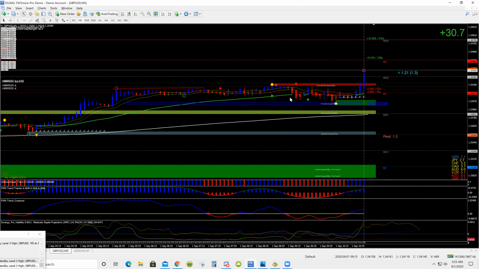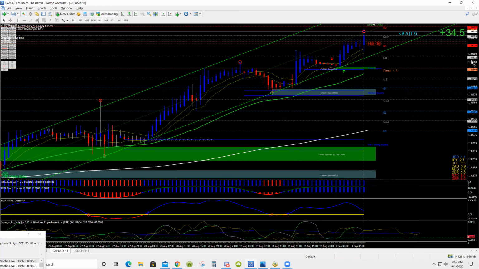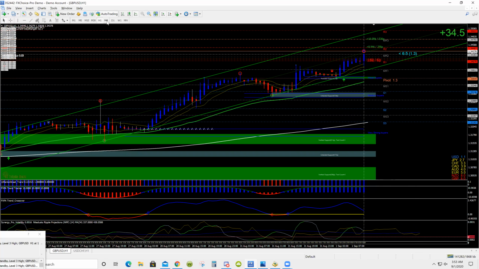So now I'm gonna fine tune this bad boy. Now that I got my order in, I'm gonna fine tune this to see if my TP1 is not too close or too far away, and my TP2 is not too close and not too far away. So I'm gonna go to the higher time frame, go to the 1 hour. I'm gonna go to the 4 hours.